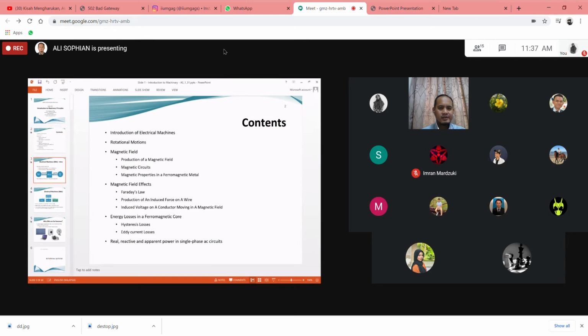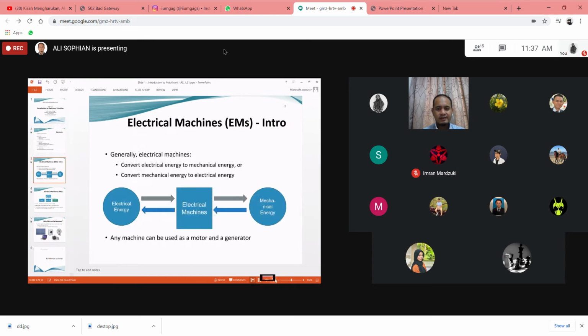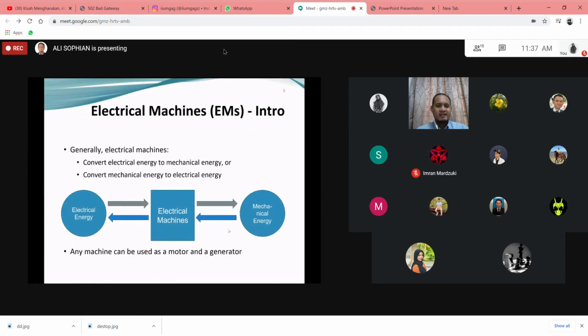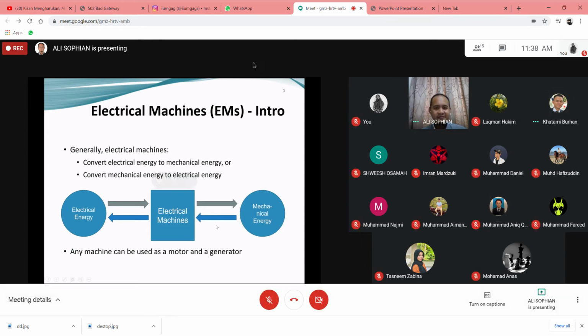Right. So, let me do it like this. So, what is an electrical machine? Generally, electrical machines are devices that convert electrical energy to mechanical energy, or vice versa. So, depending on what you're referring to, which one is a motor? Electrical to mechanical or mechanical to electrical? Electrical to mechanical. Yes, it is. It's electrical to mechanical.